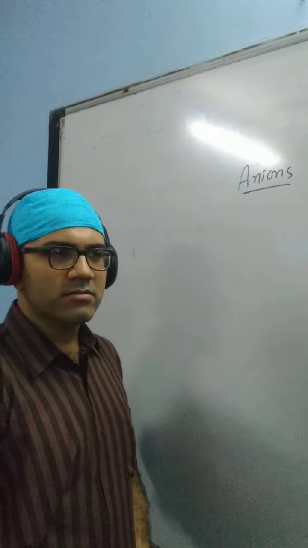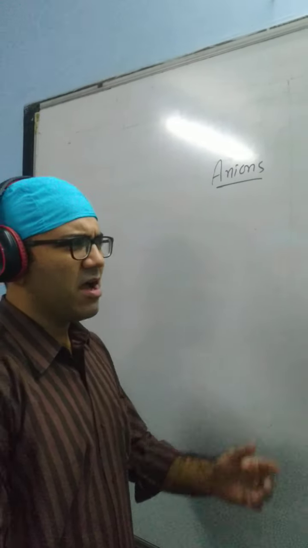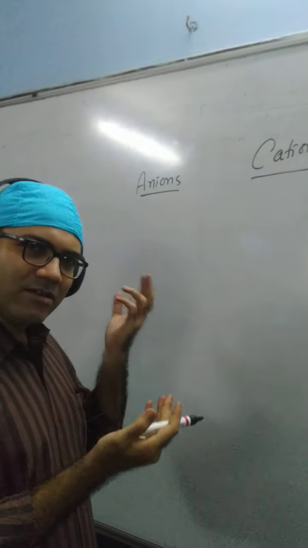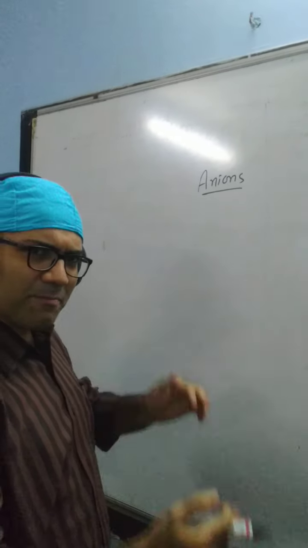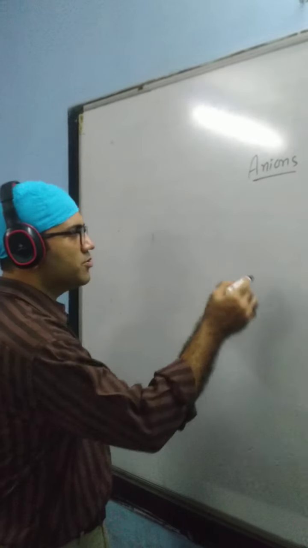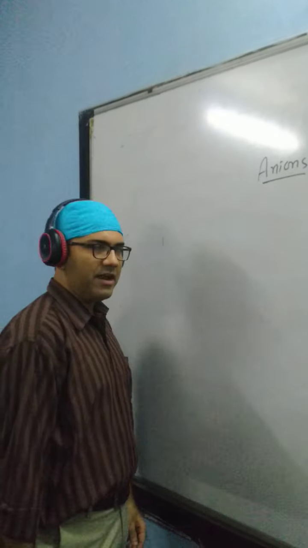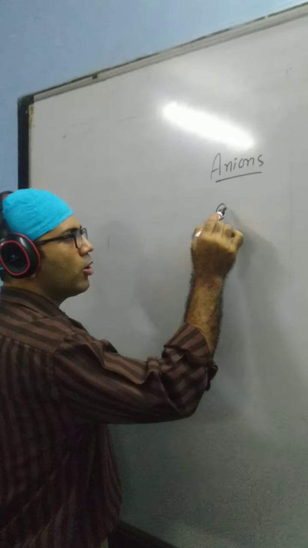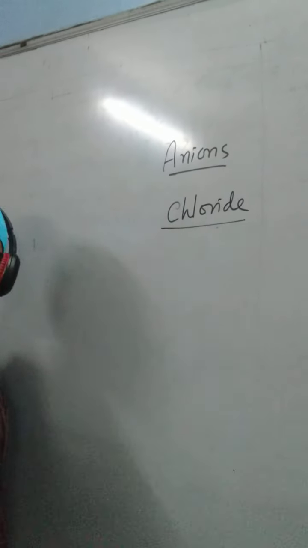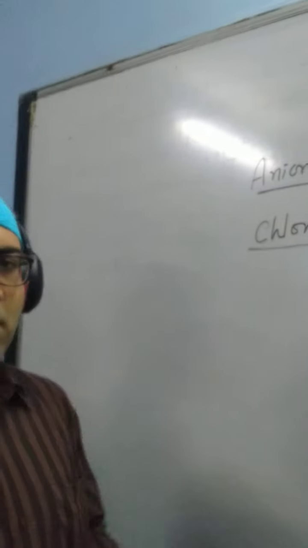Why anions? Look, a compound is made up of cation as well as anion, so it's a balancing situation. There are many anions in our syllabus. Out of those, today we will be doing chloride ion. We will try to identify whether chloride ion is present in a given sample or not.